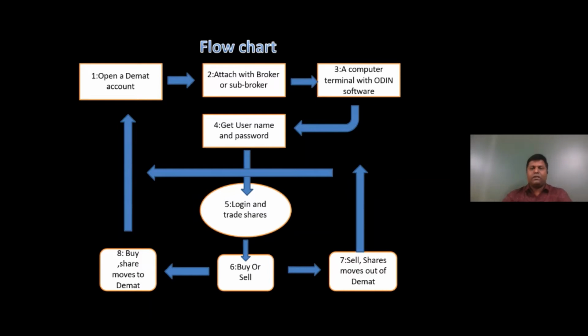So the flow chart of buying and selling of shares. First thing is open a demat account. Attach with brokers or sub-brokers. So the broker will help you to open your demat account. Once you have opened your demat account, a computer terminal with ODIN software. So this is a different software that will be given.